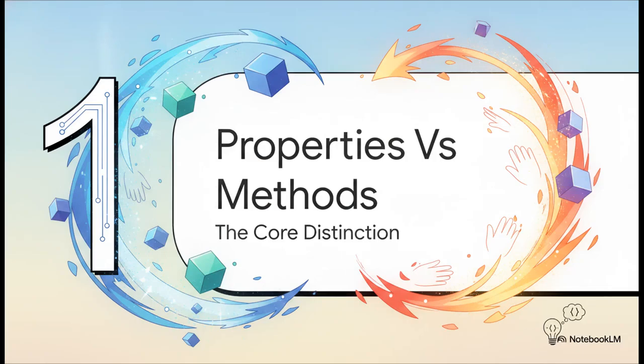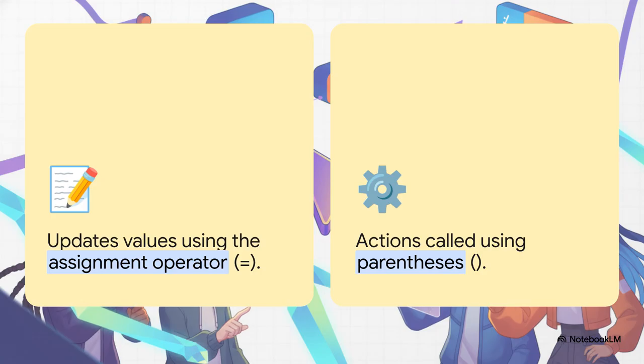Section 1. Properties versus methods, the core distinction. The absolutely crucial point here is how you actually distinguish between these two in your code. Notice on the left side, you can instantly tell you're dealing with a property because we use the assignment operator, that equal sign, to update its value. It's just a direct assignment of data. On the right side, however, if it's a method, you are almost always going to see those parentheses at the very end. Think of it like this. Methods are actions you actively call, while properties are just values you set or read. That right there is your visual cheat sheet.